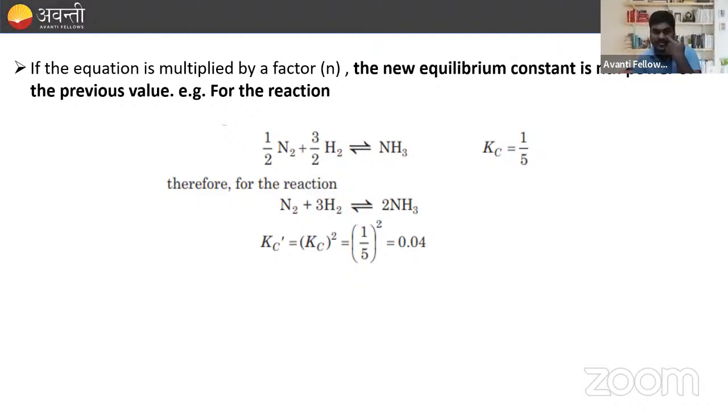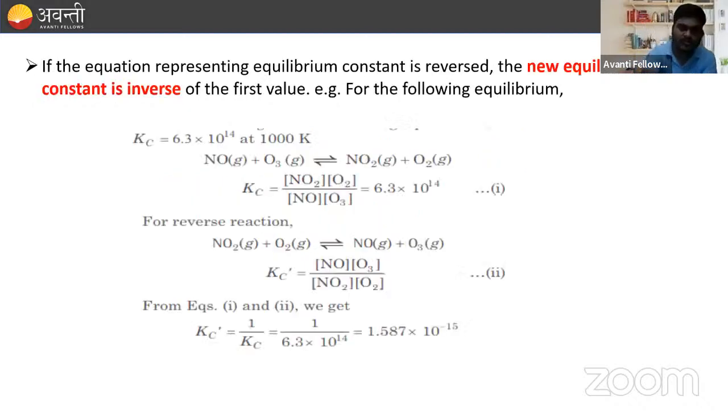For example, for the reaction 1/2 N2 plus 3/2 H2 giving NH3, the Kc is given as 1 by 5. Therefore, if you multiply this equation by 2, you will get N2 plus 3 H2 giving 2 NH3. The new Kc dash is equal to the square of Kc, that is (1 by 5) squared. This comes out to be 0.04.